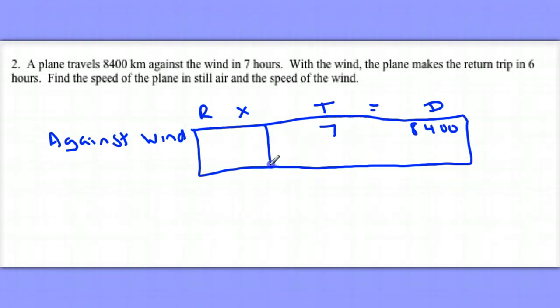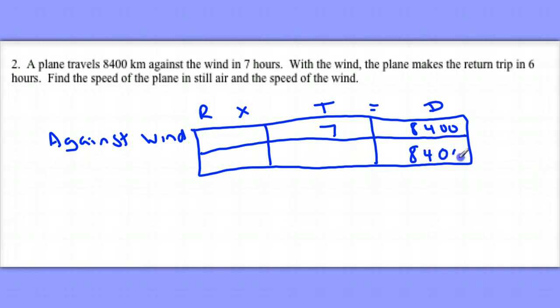And then on the way back, the plane makes a return trip in 6 hours. And you might be wondering, how can it make that same trip of 8,400 kilometers in 6 hours? Well, that's because the plane is going with the wind, meaning that the wind is kind of helping to push the plane along.